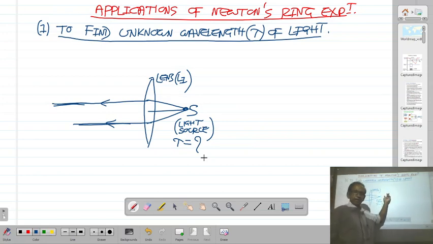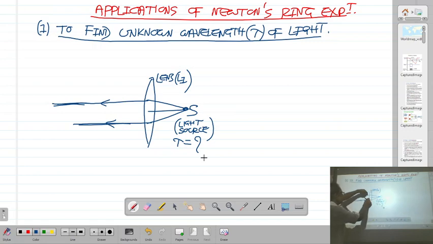It may be the sodium light source which gives the yellow light. It may be the red source. It may be the violet source. It can be any color, but this is an unknown light source whose wavelength lambda is unknown, and that we want to measure. Suppose this is a sodium light source which gives the yellow light, then the wavelength of sodium yellow light is to be measured. So this is the unknown light source which emits the rays in all directions.